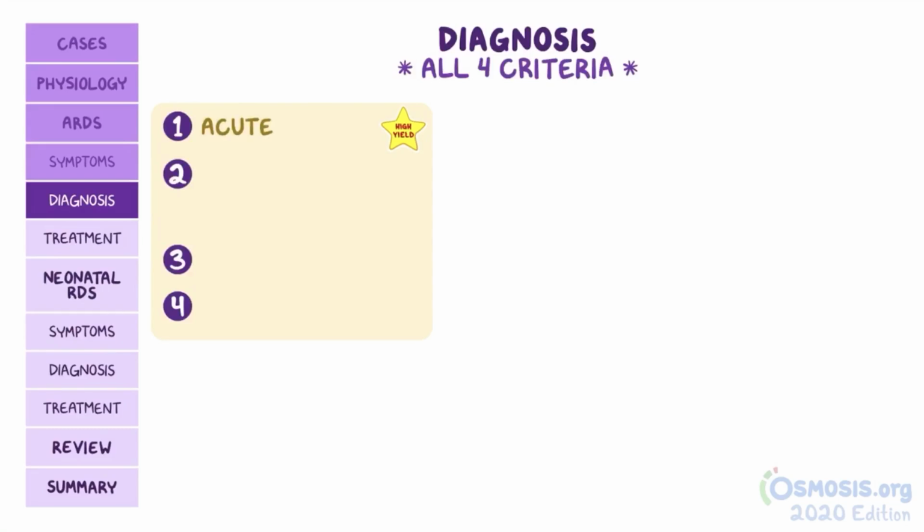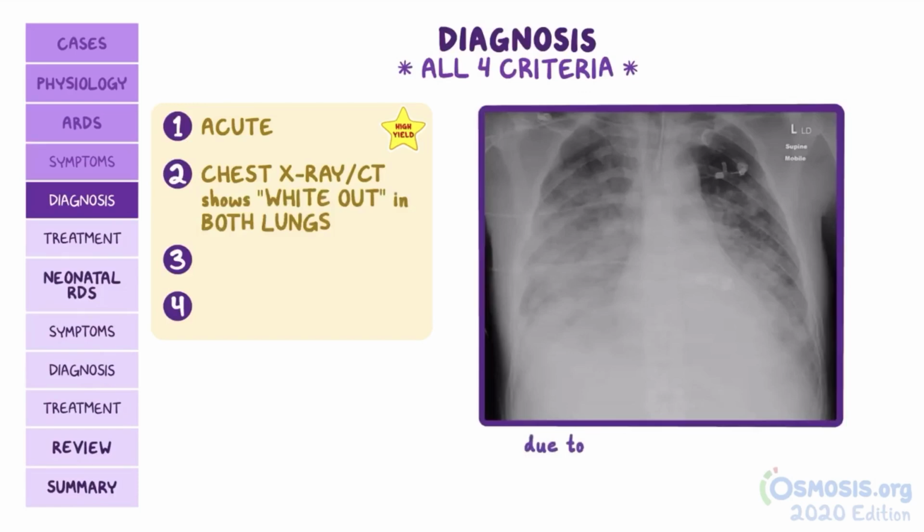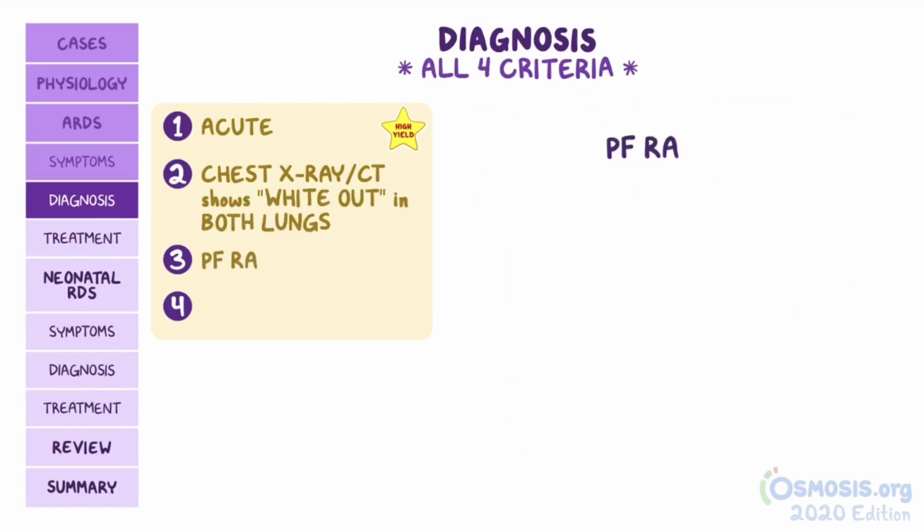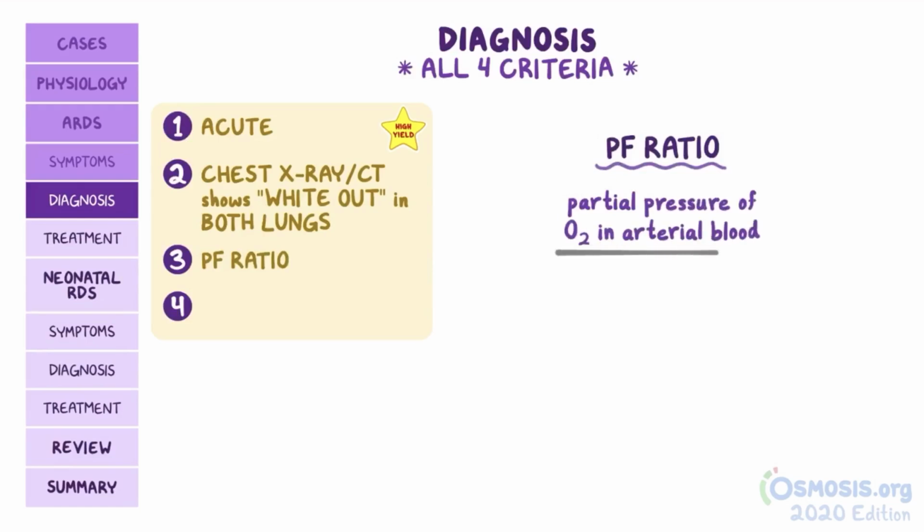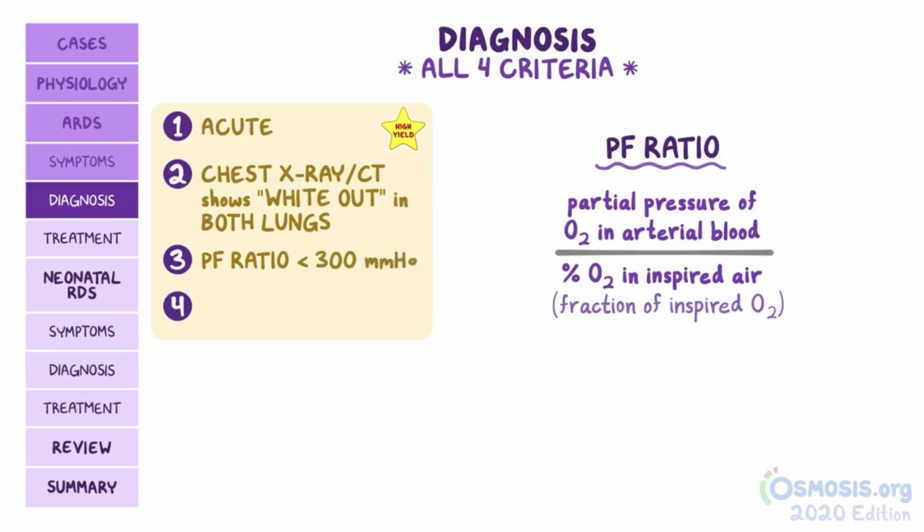Second, and particularly high yield, a chest x-ray or CT scan shows opacities or whiteout in both lungs, which is due to pulmonary edema. The third is what's called the PF ratio. It's the partial pressure of oxygen in the arterial blood divided by the percent of oxygen in the inspired air, also called the fraction of inspired oxygen. In ARDS, gas exchange is defective, so the PF ratio is below 300 millimeters of mercury, and the lower this ratio gets, the more severe the condition.